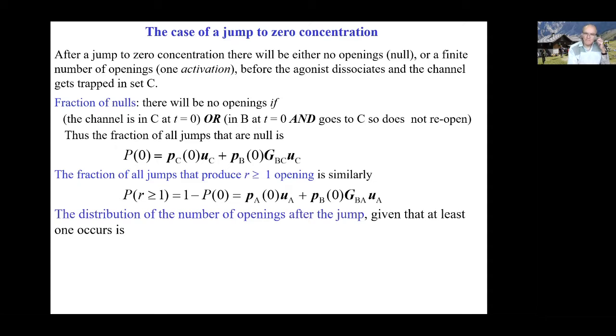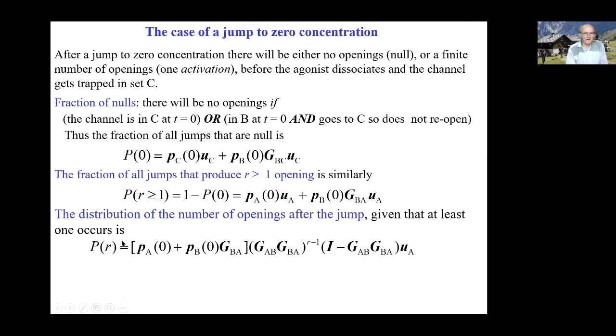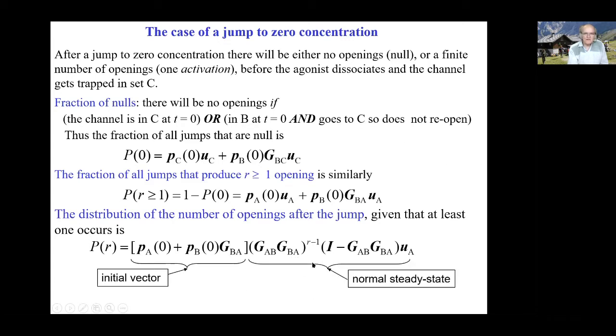So the distribution of the number of openings after a jump, given that at least one of them occurs, is given by this. The probability of R openings after a jump is given by this. That's the initial vector, probability that R is bigger than 1, in other words. And this is the absolutely standard steady state result that we had before. So all that changes is the initial vector.